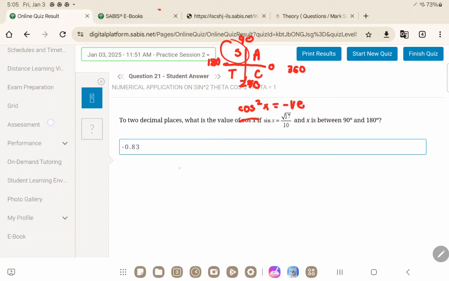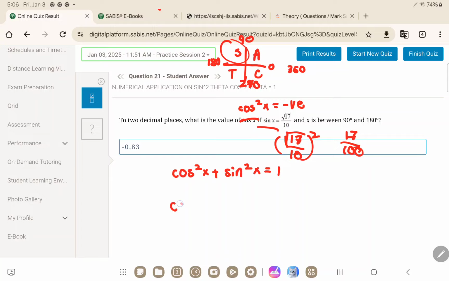Now, we need to start solving. We know that cosine squared x plus sine squared x equals 1. This is our trigonometric identity. So we need to square this sine. When you square radical 17 over 10, you get 17 over 100. So cosine squared x plus 17 over 100 gives you 1, which is 100 over 100.